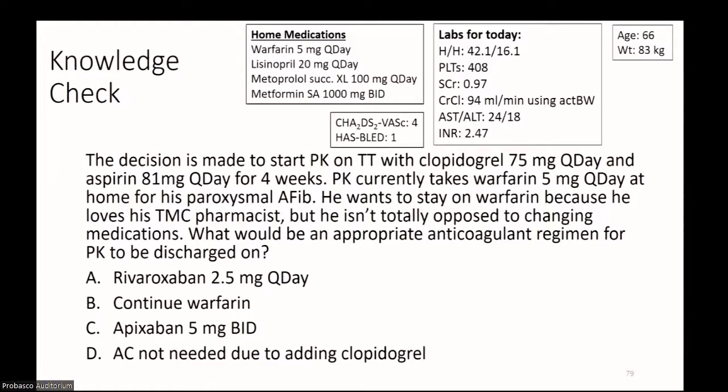Rivaroxaban 2.5 once a day, continue with warfarin, apixaban 5 BID, or we don't need anticoagulation because we're adding the clopidogrel. C, yay. Yes, correct answer.